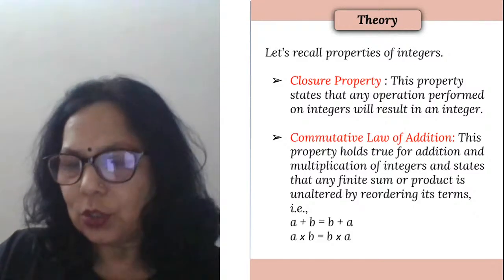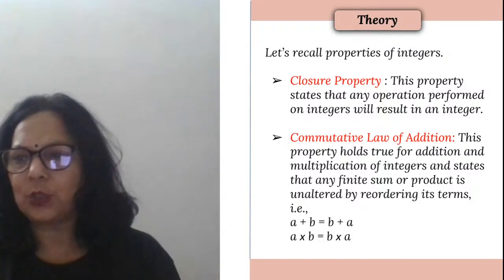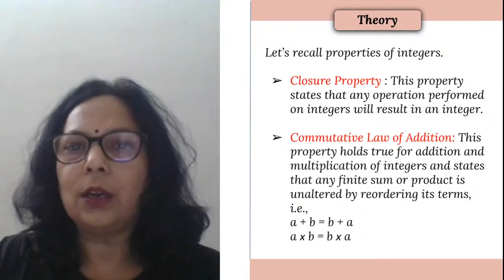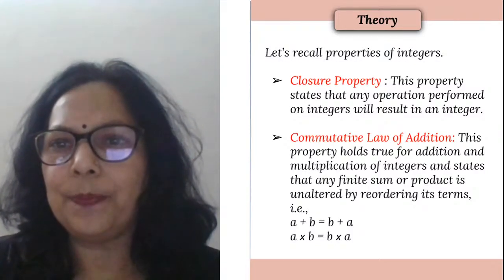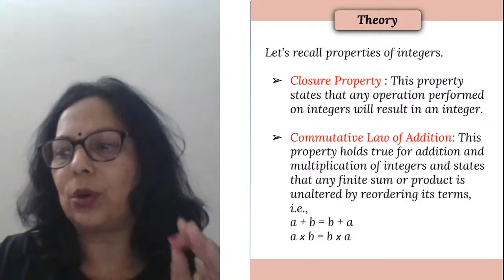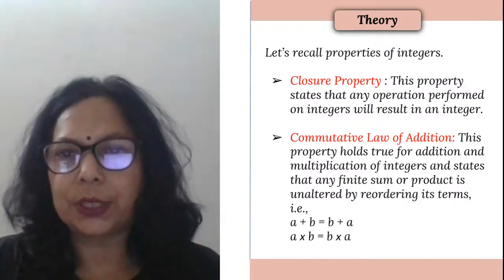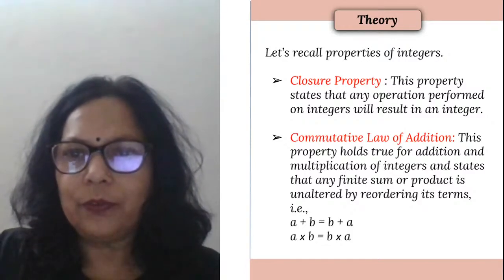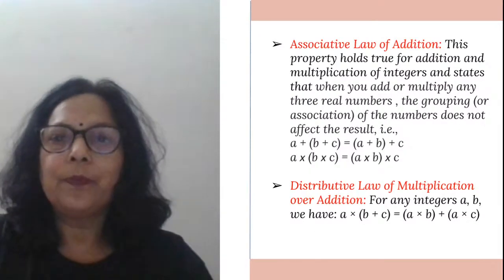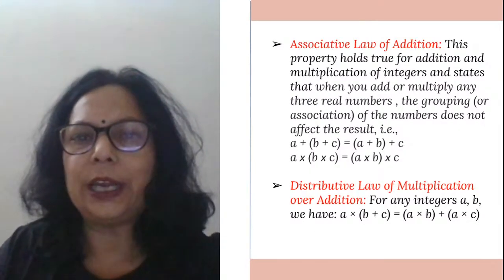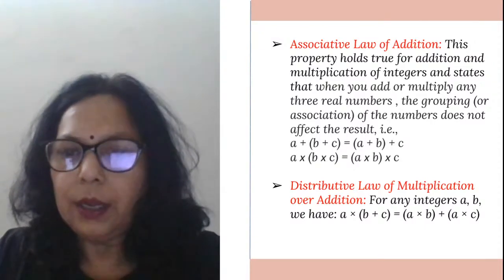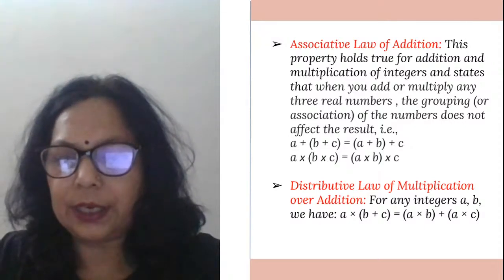Let's start. So let us recap the properties fast. It's not menti, children. Closure property states that any operation performed on integers will result in an integer. That is the closure. Closure means close. Hello, Yash. Commutative law of addition: all of you know that a plus b is equal to b plus a. Associative property holds good for both addition and multiplication. Next, but for division and subtraction, it is not.